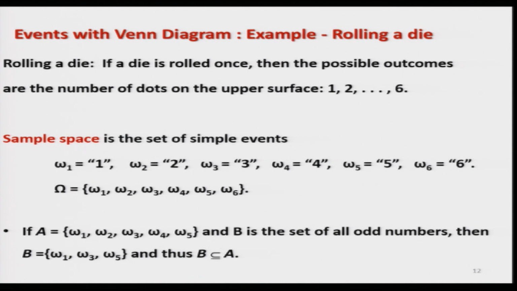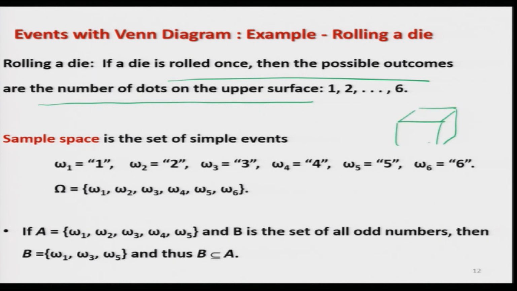Let me take a very popular example of rolling a die. We know that if our die is rolled once, then the possible outcomes are the number of dots on the upper surface of the die, like this one. If this is your die, suppose 3 occurs, that is our outcome, right. And there are 6 such possibilities of getting numbers 1, 2, 3, 4, 5 and 6.